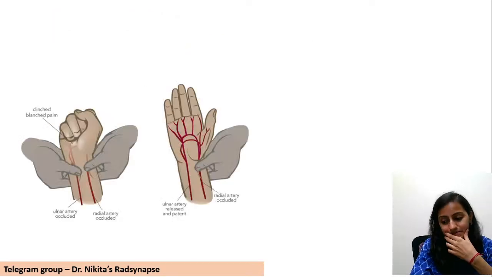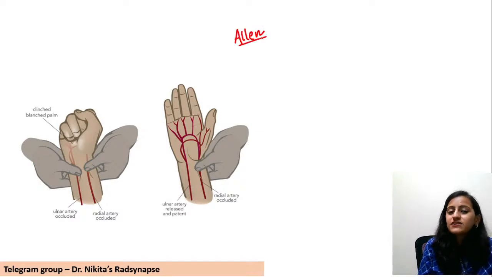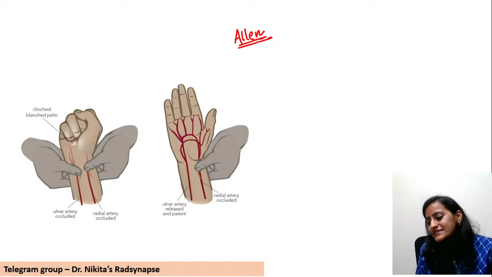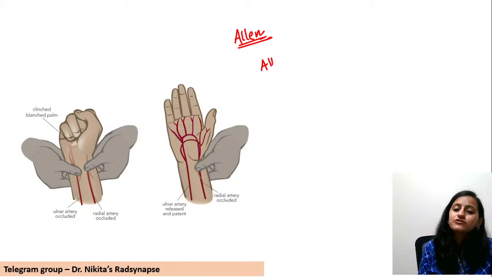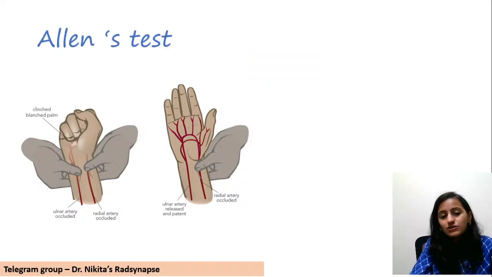What test is this? Here we are pressing the arteries and we are looking for the adequacy of the circulation, like before we are doing your fistula surgery, AV fistula. The adequacy of the circulation, that is your Allen's test. Allen's test is basically to look for Allen, all is well. Okay, all is well, that means the circulation is adequate. This is your Allen's test, basically for circulation adequacy.